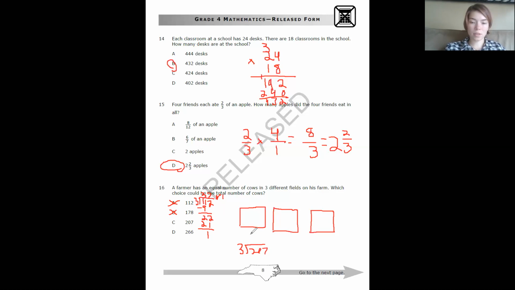3 goes into 20 6 times. 6 times 3 is 18. 20 minus 18 is 2. Bring down that 7. 3 goes into 27 9 times. 9 times 3 is 27. Subtract that, and we get 0, so there's no remainder here. 3 goes into 207 exactly 69 times. That means that C is our answer.